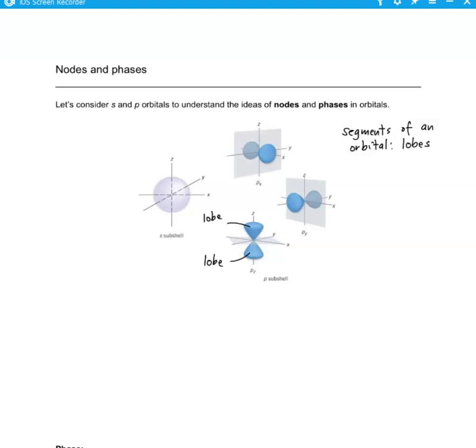Now let's draw a picture. So here's a p orbital. Now people are going to have a lot of different ways of drawing this. Typically it looks like a figure 8 or a dumbbell or something along these lines. Now I'm going to color in one of the lobes, and then I'm going to draw a plane, and this plane is between these 2 lobes.